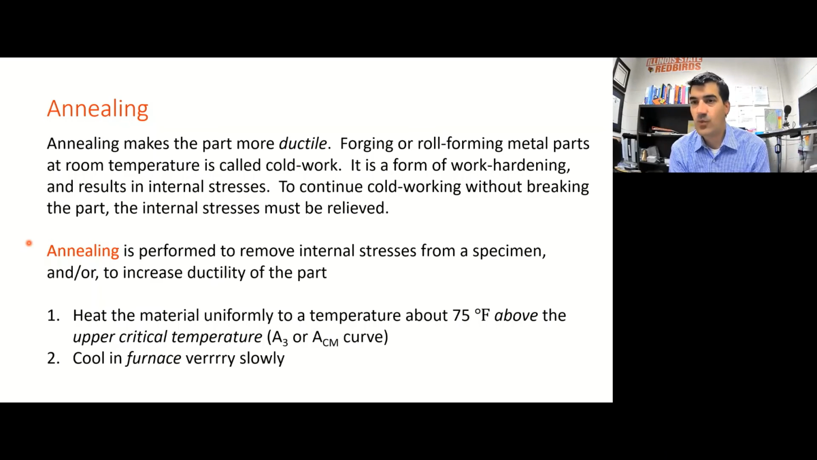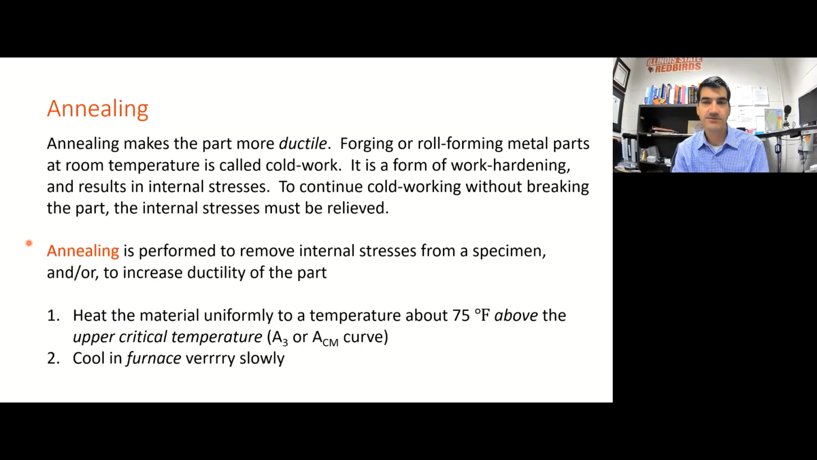Also, that's another way of saying it reduces the internal stresses, you know, the work hardening that builds in stresses to the specimen. The way you do that is you heat it up above the upper critical temperature, but not quite as hot as the normalizing process that we just talked about. You heat it up about 75 Fahrenheit above the upper critical temperature. And then this is really the key part. With annealing, you cool it down really slowly.